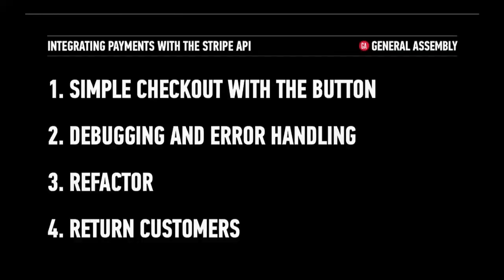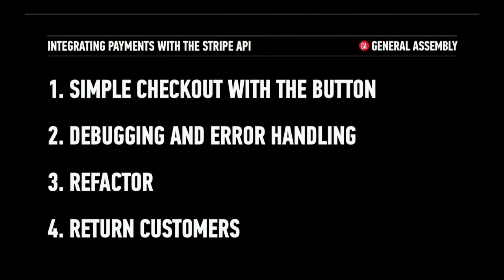And let's look at the 8 things that we're going to talk about today. The topic is integrating payments with the Stripe API. The first thing we're going to do is a simple checkout with the button. Really easy to implement. Just a simple button, you click it, and you're able to make payments. The second thing is looking at some debugging and error handling.